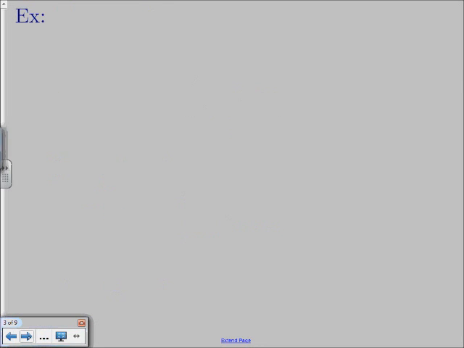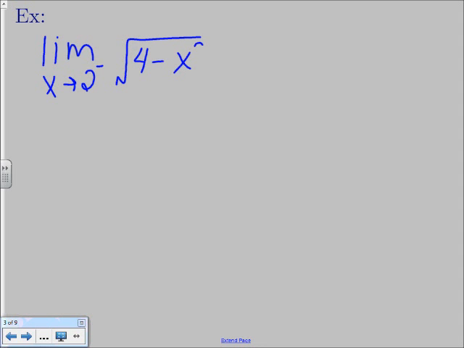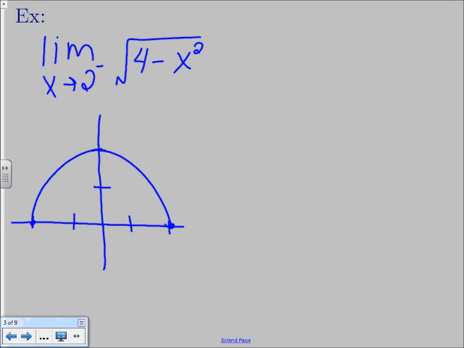So now how do you actually take a one-sided limit? For that, we're going to look at the limit as x approaches 2 with the negative sign, so that means we're coming from the left, and we're going to look at the function of the square root of 4 minus x squared. In case you don't know what that looks like, it's actually the top half of a circle with a radius of 2. So we're just going to draw a quick picture. So there we go. It's a rough picture of what this looks like.